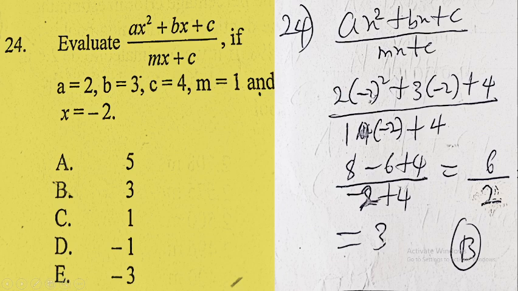So minus 2 squared will give us 4. 4 times 2 will give us 8. Then minus 2 times 3 will give us minus 6. Then plus 4. Then 1 times minus 2 gives us minus 2 plus 4. So minus 6 plus 4 will give us minus 2. Then 8 minus 2 gives us 6. Minus 2 plus 4 will give us 2. 6 divided by 2 will give us 3. So the correct answer there is 3, and option B is the correct option as well.